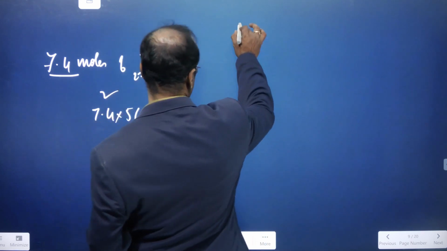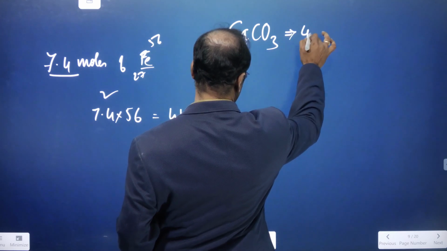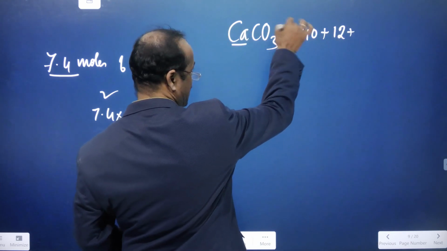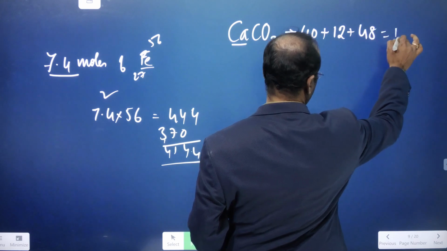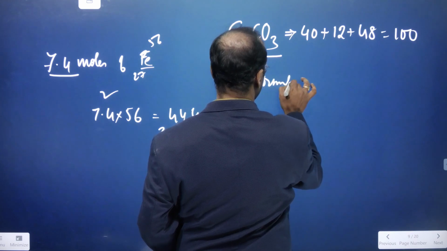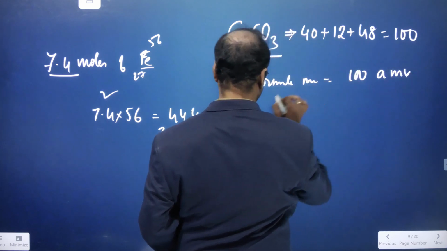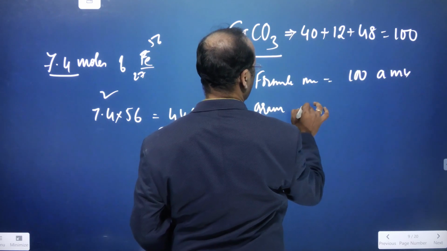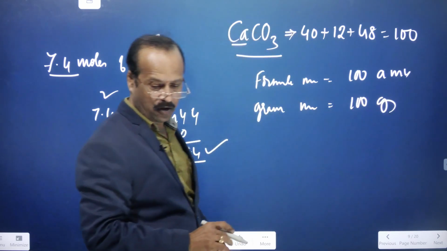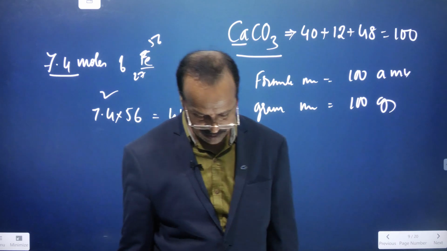How? So CaCO3. Ca means what? Calcium. Calcium atomic mass is 40, plus carbon atomic mass is 12, plus 3 oxygens are there, each oxygen is 16, 16 3s are 48. If you add, you will get 100. So formula mass, they are asking formula mass, we write 100 AMU. If they ask gram molecular mass, then we can write 100 grams. So here the first and second both are correct. So you can take for the ninth one, both are correct.